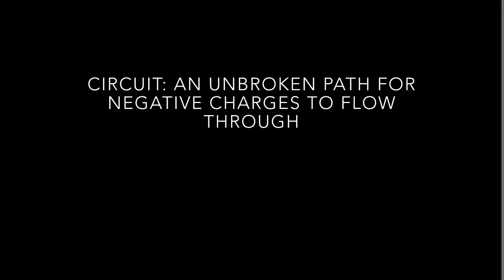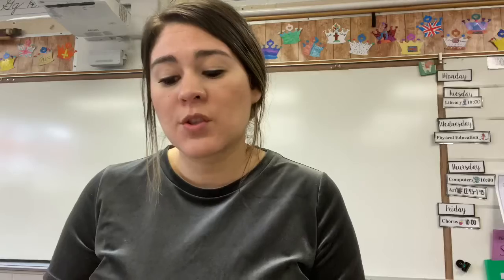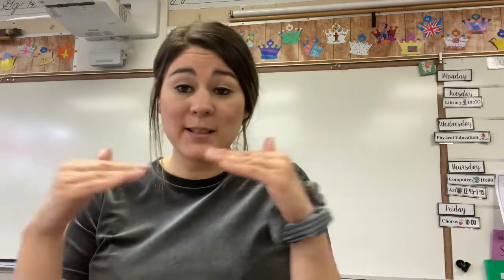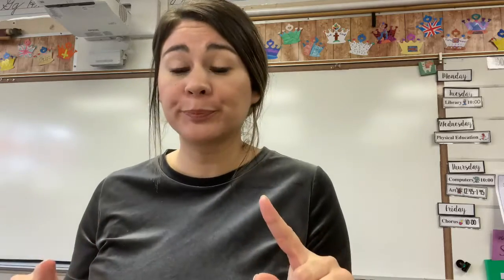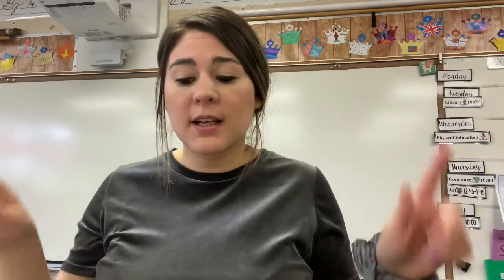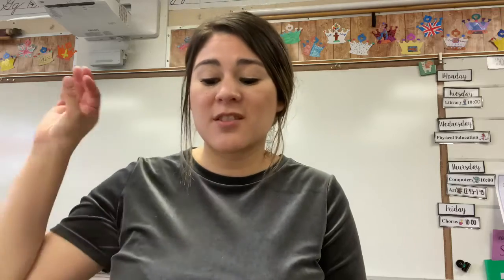So what is a circuit? A circuit is an unbroken path for negative charges to flow through. It's an unbroken path, meaning that it can't be disconnected. It has to be intact all the way through, from your power source to your bulb or to another power source. It needs to go all the way through, and the negative charges need to flow through the circuit. We have a parallel circuit and we have a series circuit. So let's talk about parallel circuits.